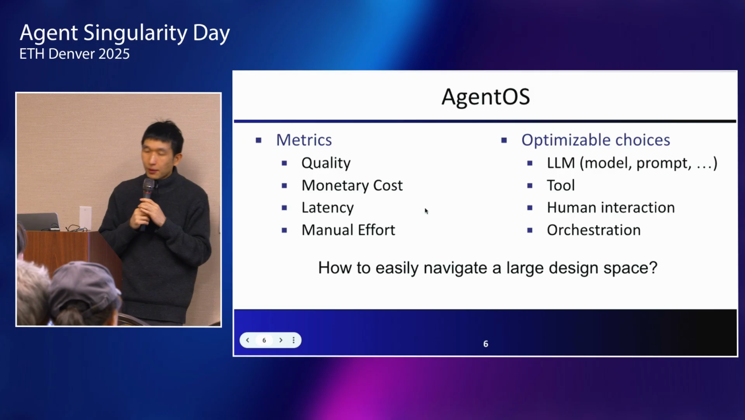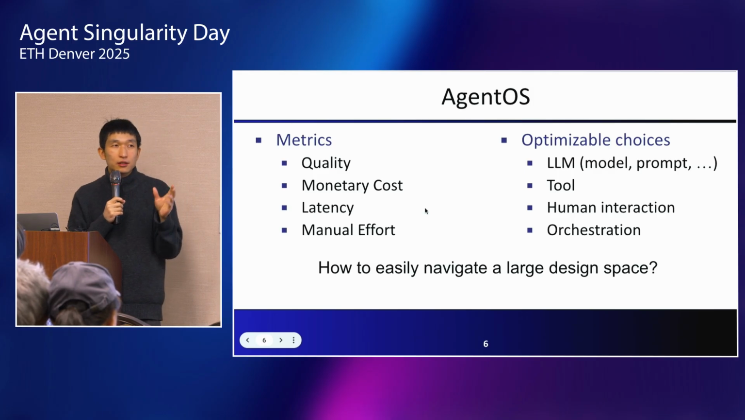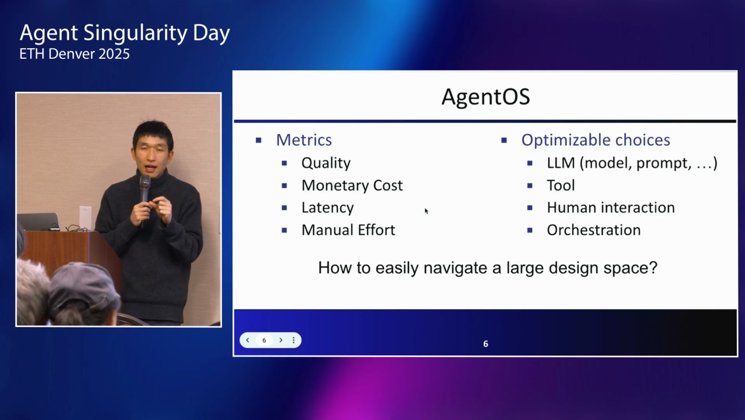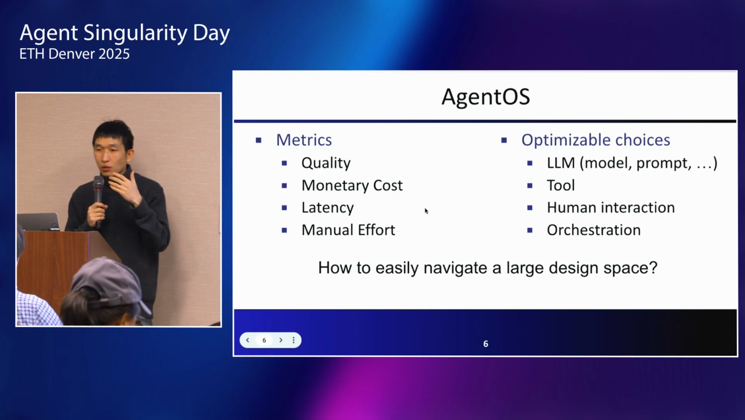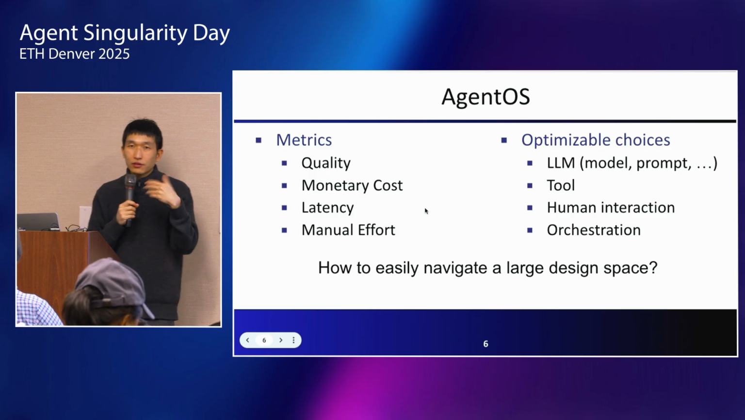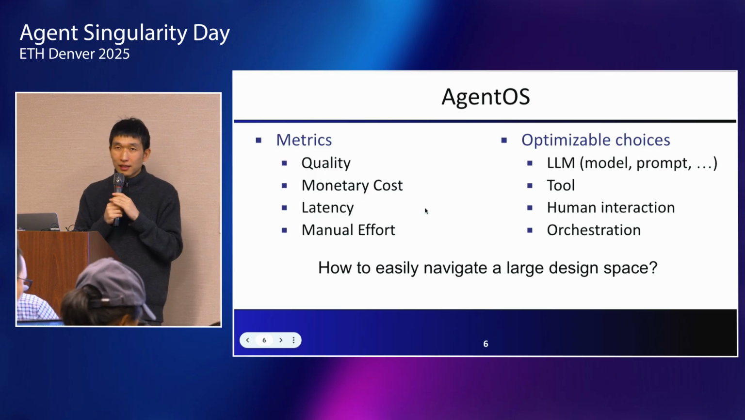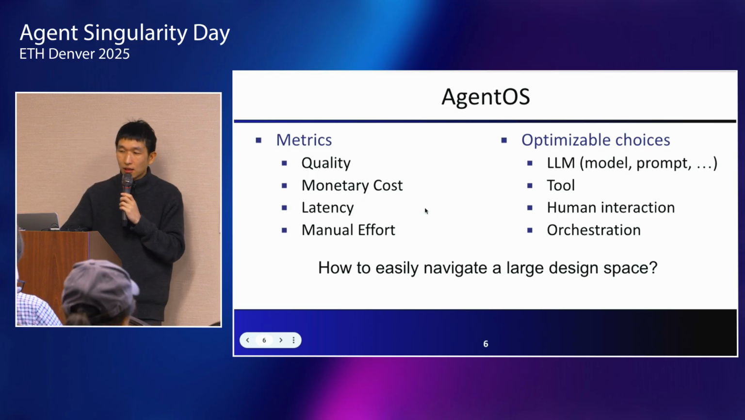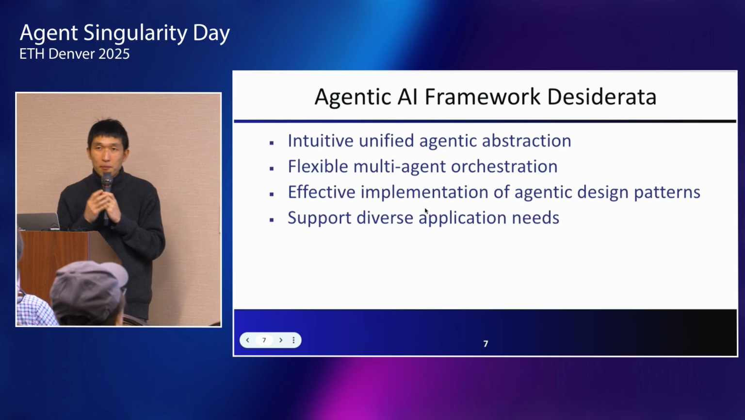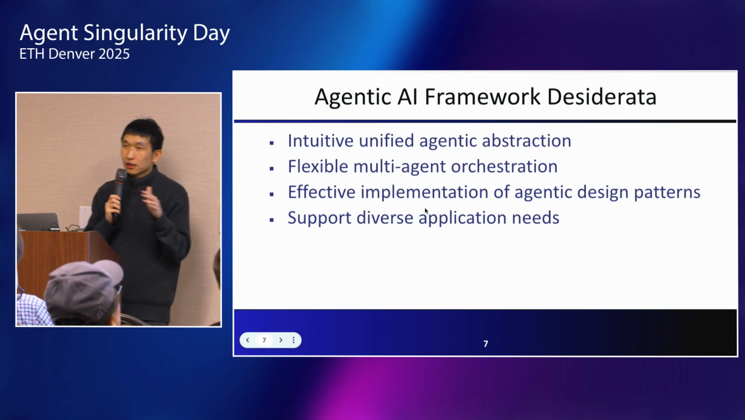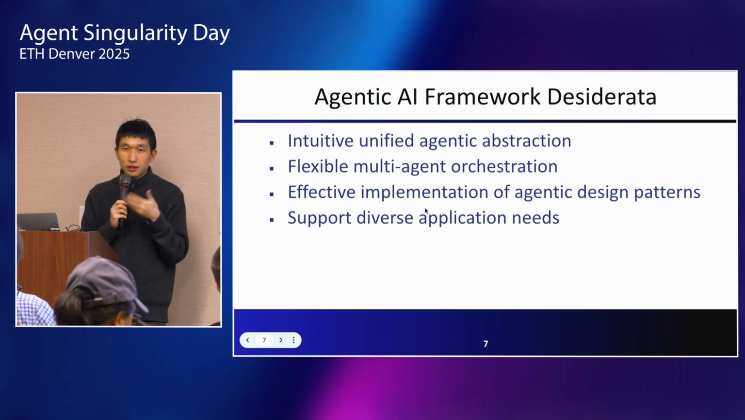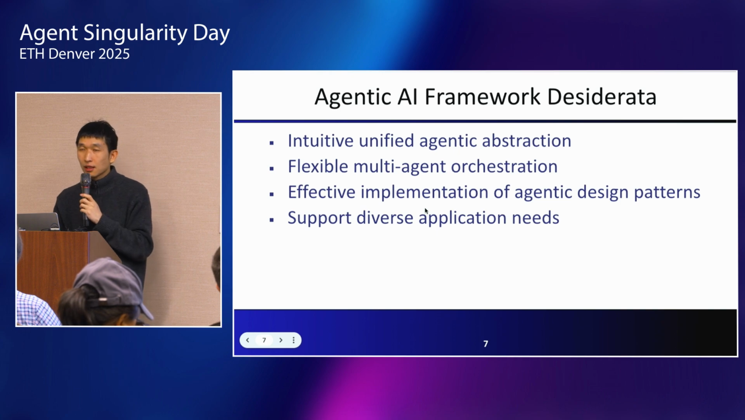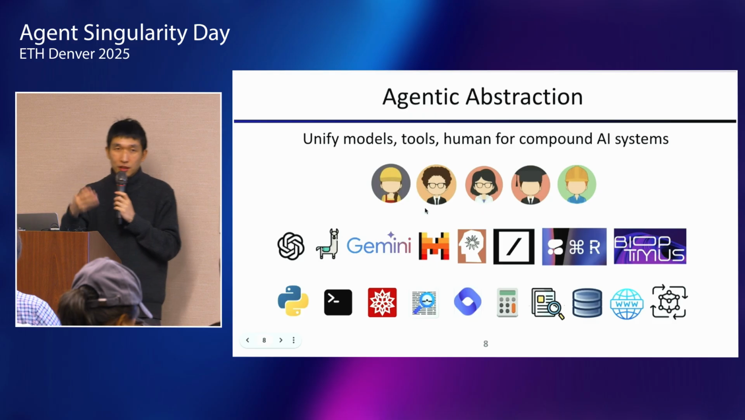But in general, my point is that when developers build any useful application, they need to face a very large design space, and we want to enable them to quickly navigate the large space, quickly experiment with different ideas, and find the optimal design point. So that's the AgentOS idea, and in general, there are multiple desiderata for a good agentic AI framework to support all the diverse needs. I will quickly mention a few of them.